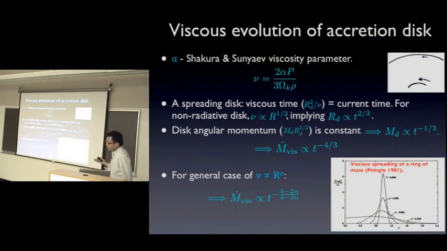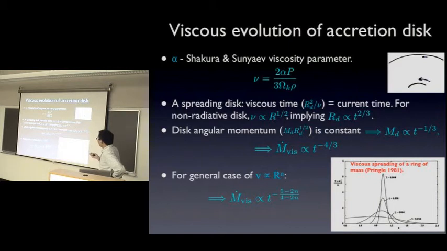Let's tentatively forget that there's a long tail of fallback and concentrate on how the disk will evolve under the influence of viscous spreading. Here, the kinematic viscosity is related to the standard alpha parameter. The disk evolution due to viscous spreading is self-similar, in the sense that the outer disk radius is going to increase with time in a predictable way, and the total angular momentum of the disk is conserved.